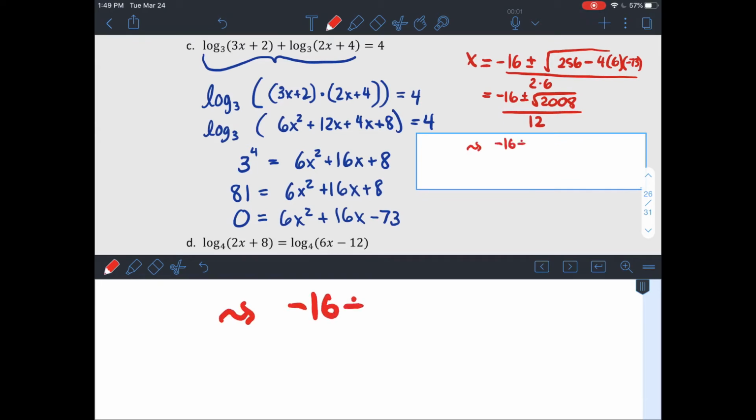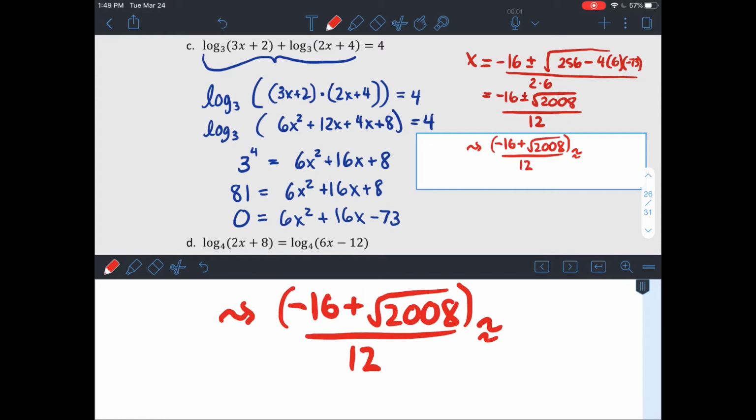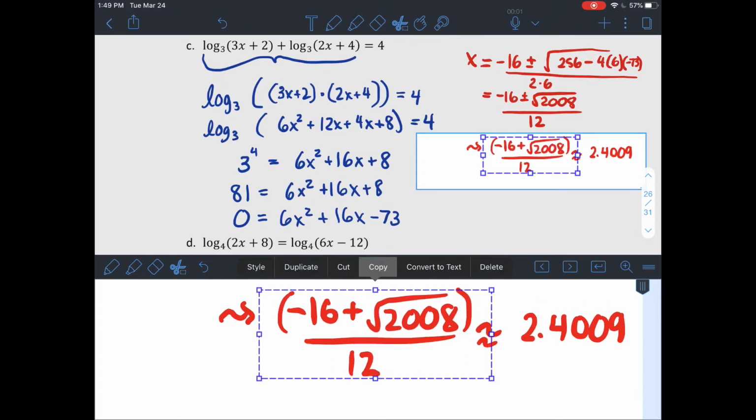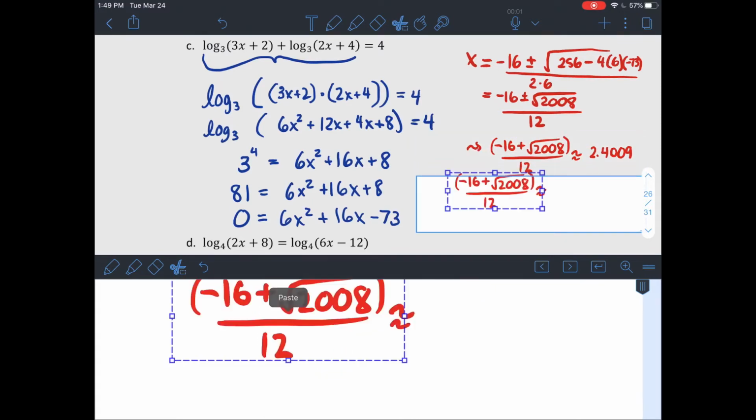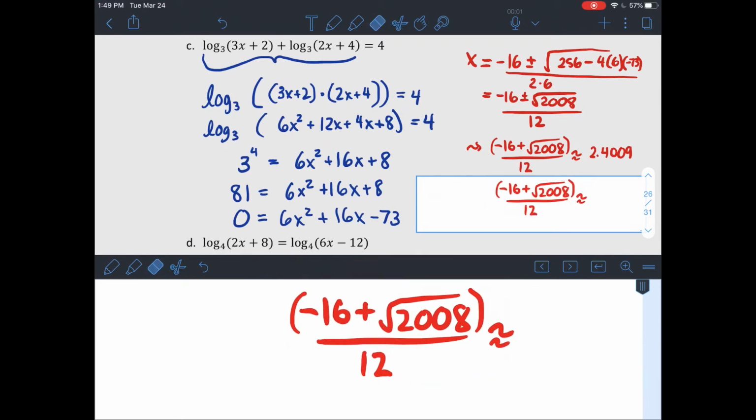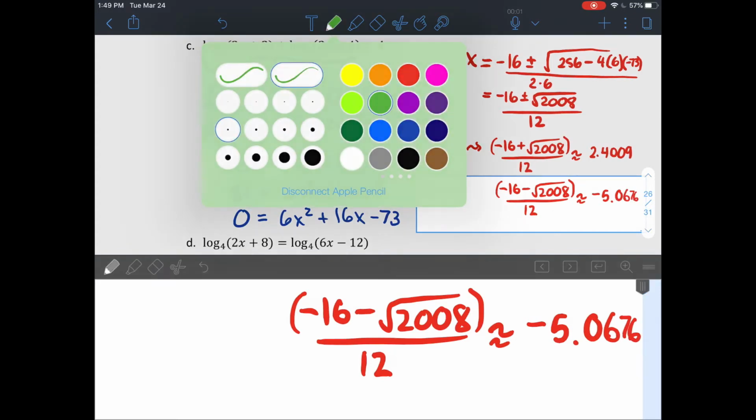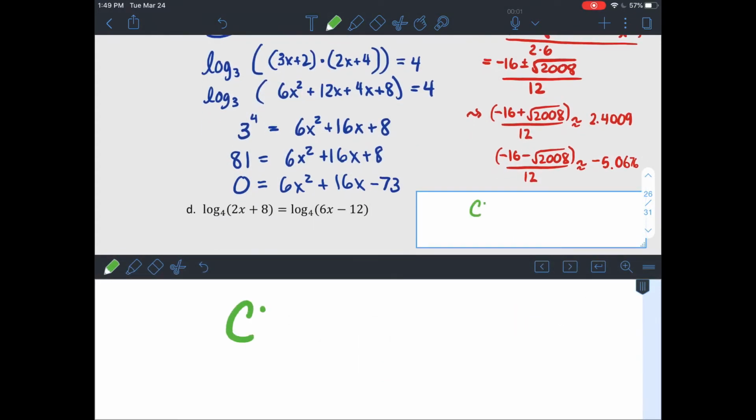So do both the positive and the negative version. I'll do the plus square root 2008 first. If you use a calculator, make sure you put the top in parentheses if you're plugging it in all at once. You should get approximately 2.4009. And then I'm going to do a little copy and paste here for my negative version. So if you're subtracting, you're going to get negative 0.0676 approximately. And then again, you have to check those both.